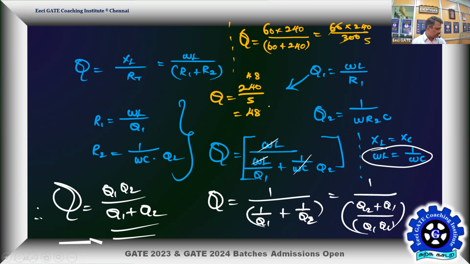Let me have a small check. 240 by 5. Yes, that's exactly the quality factor of the resultant circuit using a lossy coil and a lossy capacitor. That's the quality factor. Interesting problem. So we combined the two Q factors by connecting them in series.